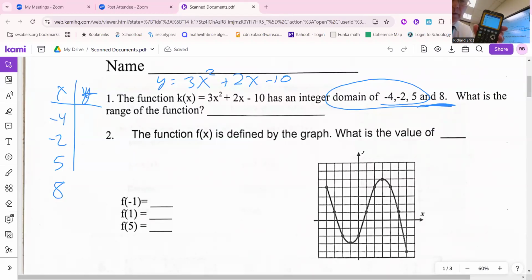Okay, so here we have it. I put it into the y equals, and I hit second table. I take a look at what the answers are. For -4, it is 30. For -2, it is -2. And for 5, it is 75. And for 8, I think it is 198. Put it in a brace.